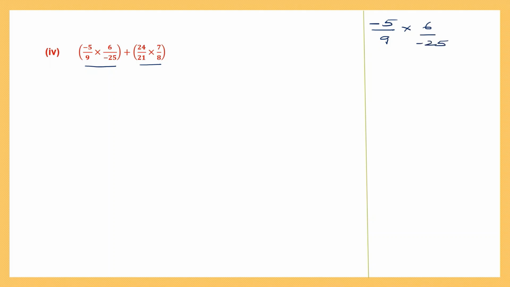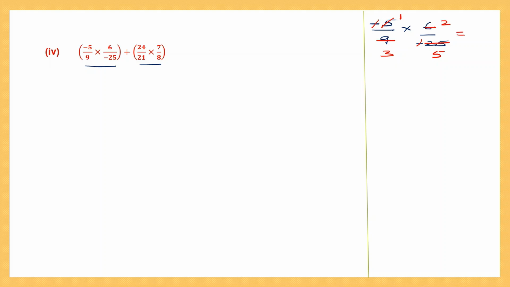So what can be cancelled here? First we can cancel the minus signs because there's one in the numerator and one in the denominator. Now we can cancel 5 and 25 both by 5. 5 1s are 5 and 5 5s are 25. We can also cancel 9 and 6 by 3. 3 3s are 9 and 3 2s are 6.